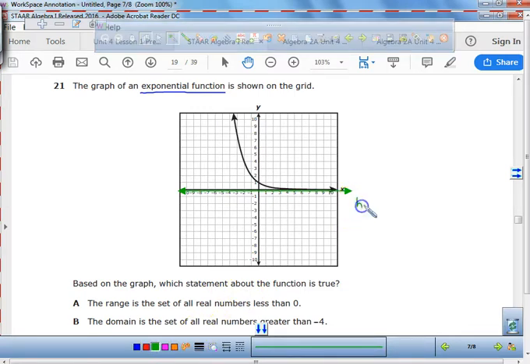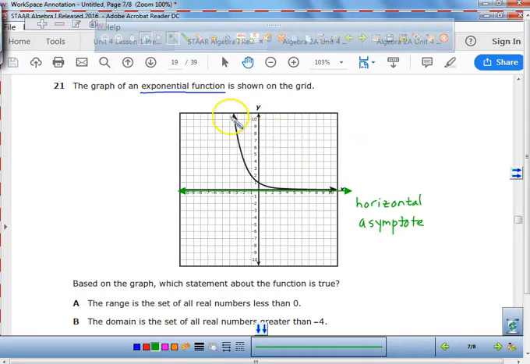This is what's called, I know it's going to sound like I'm fussing, I'm really not, a horizontal asymptote. That's what it's called. An asymptote is a boundary in an exponential function.